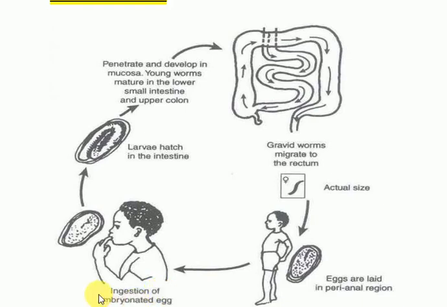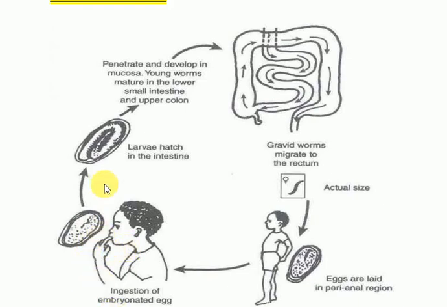So ingestion of these embryonated eggs occurs while scratching or rubbing this area, because it causes perianal itching, and then the use of these contaminated hands for food, or directly putting them in the mouth, like usually done by children. So these embryonated eggs get entry into the body.